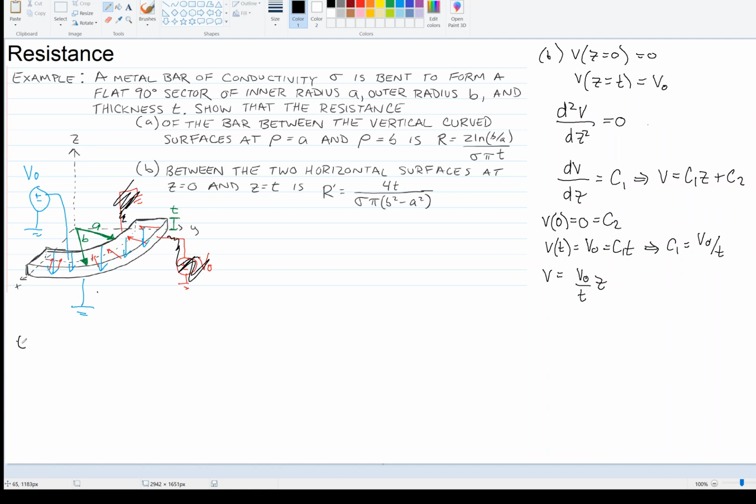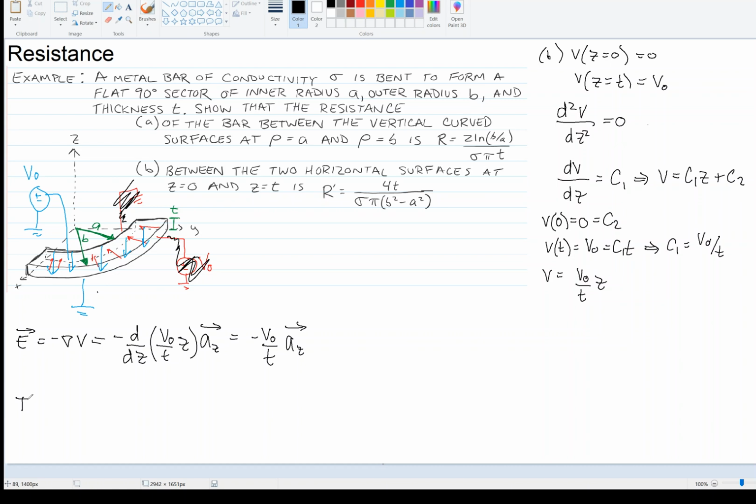I'll do that over here. The electric field is the negative gradient of the voltage, or the potential difference. And in cylindrical coordinates, with just one variable, this is just minus d dz of V, and V is V0 over t times z in the z direction. All right, so we do that derivative. That's a straightforward derivative there. And so we have our electric field.